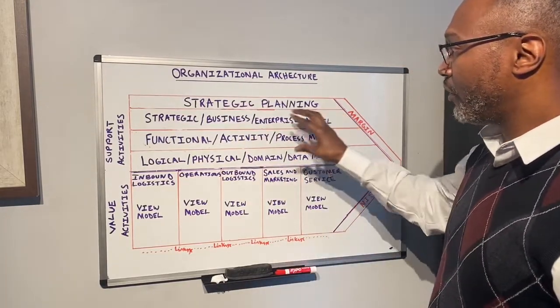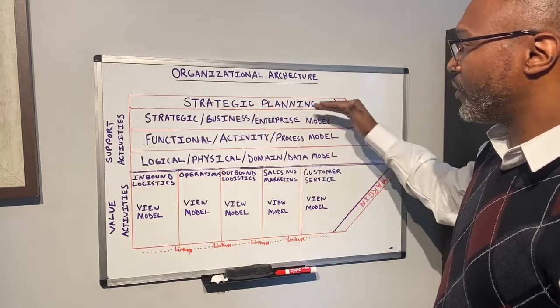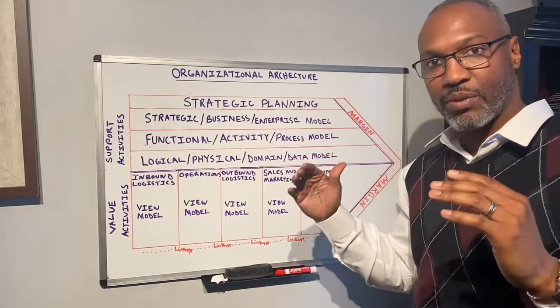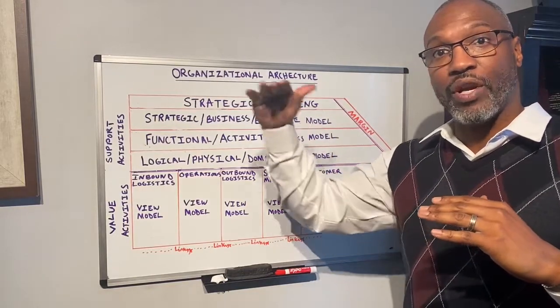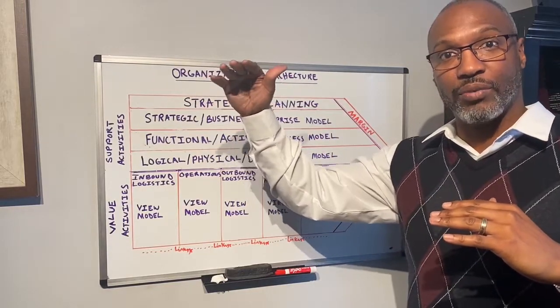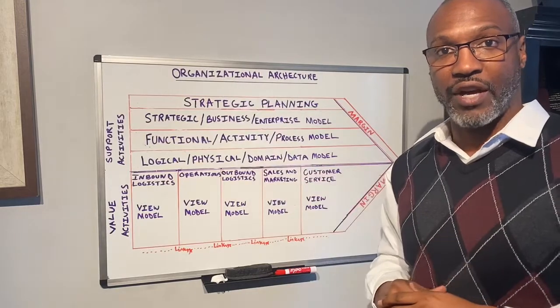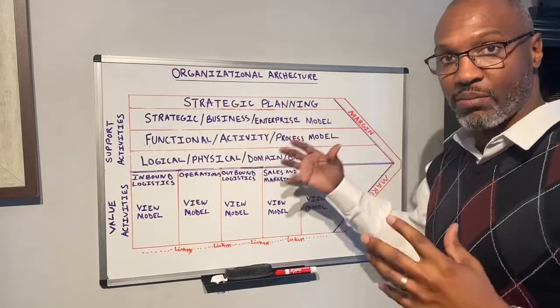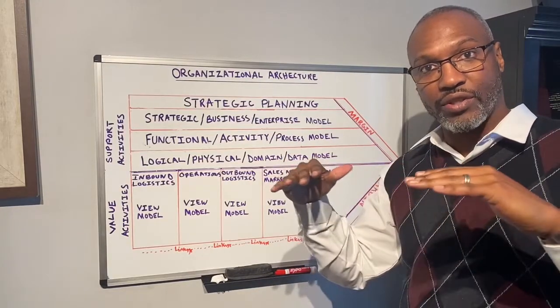So if you look at this value chain, we can see from the top, we have a strategic plan of the business. And that strategic plan is going to tell us about where we need to be. What is the vision? Where do we see ourselves in 5 to 10 years? And then we have a strategic business enterprise model. That's going to turn out to be your organizational model.